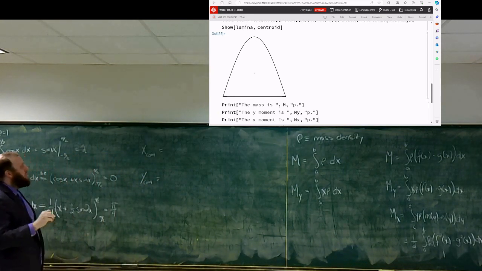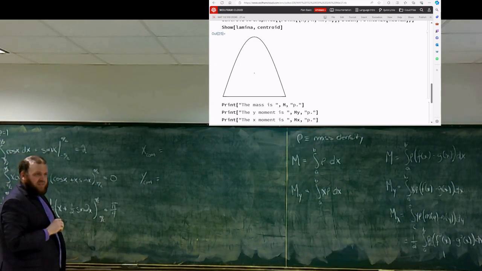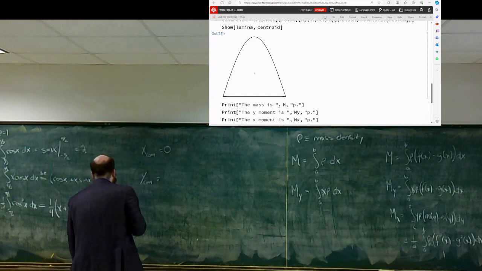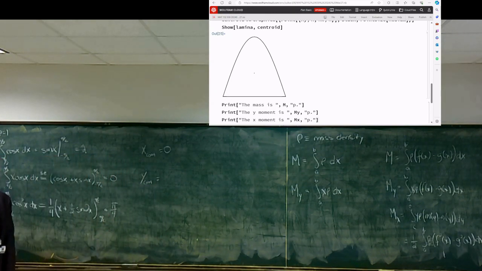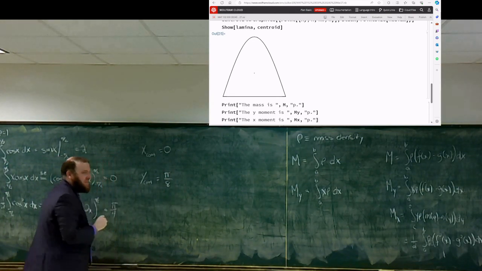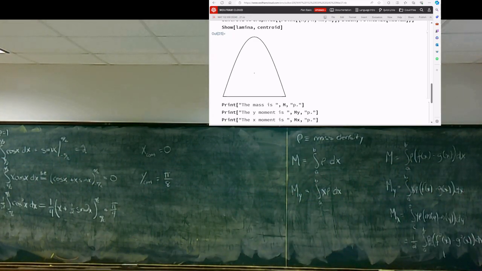What does that make the x coordinate of the center of mass? Zero. And what about the y? Is it pi over 8? Pi over 8. Yeah. Pi over 4 divided by mass, 2. I'm going to add 2 more lines. Let's see if we were right.